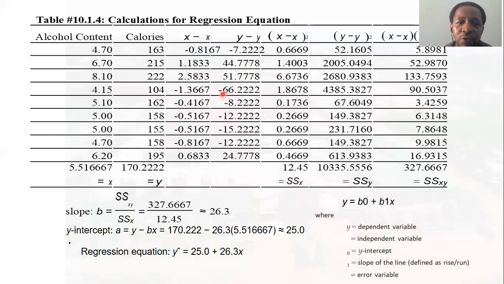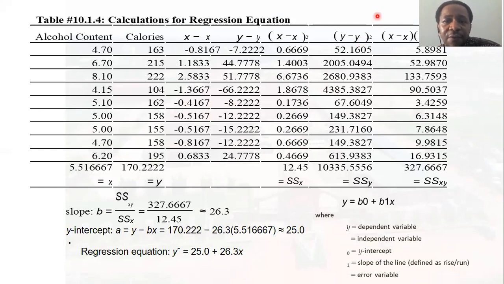You do it for the third variable, which is minus 1.3667 raised to the power of 2. It gives you a value of 1.8678. So you continue to do it up to the last variable, which will give you 0.4669.